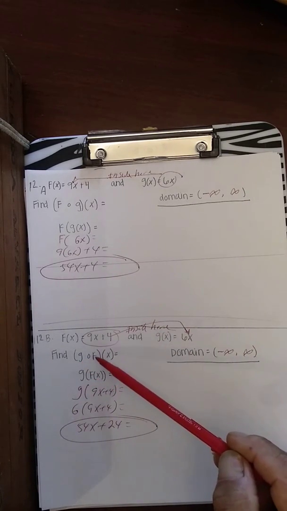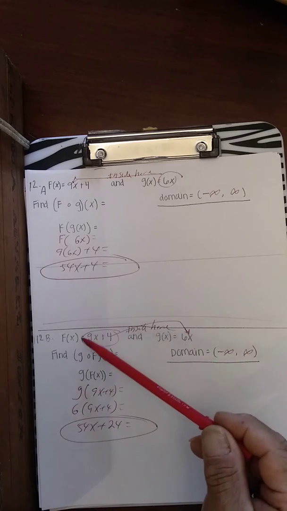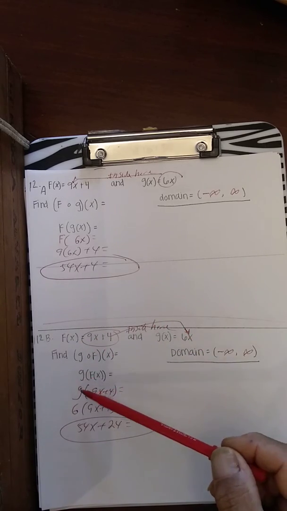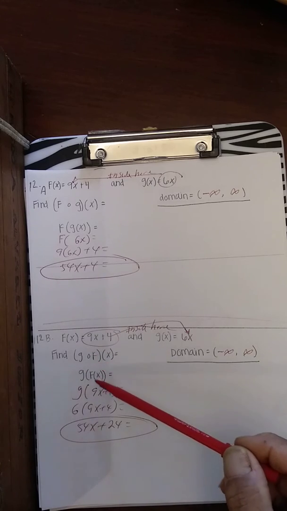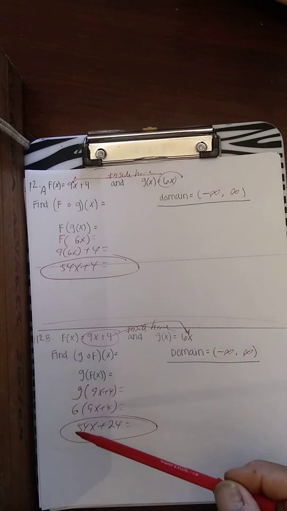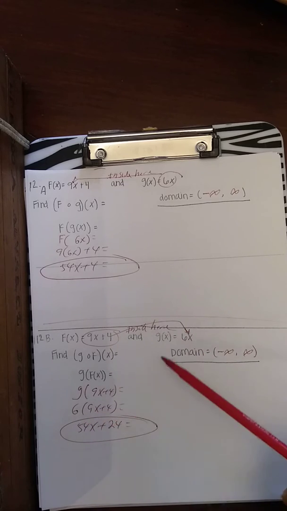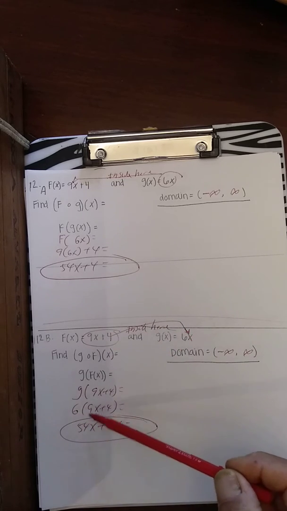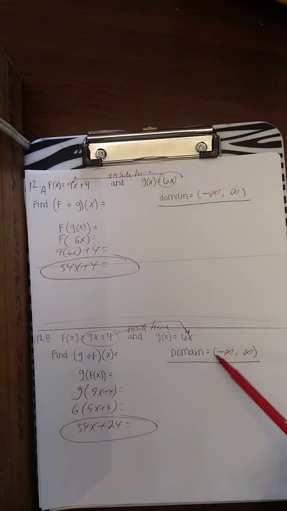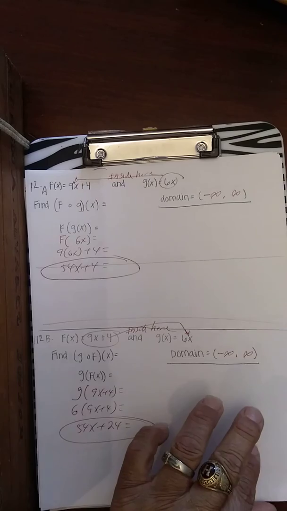Find g circle f. So now that means this one here goes inside that one. So we're going to have g of f of x, 9x plus 4. There it is. And then this one goes there. So it's going to be 6 times 9x plus 4. So now this is in there. 6 times 9, 54. 6 times 4, 24. Negative infinity to infinity is the domain again.